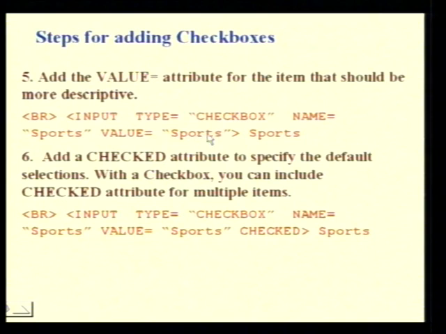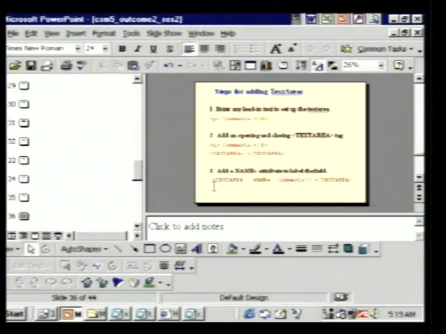So you specify some value, which is quite similar to the descriptive text. Then add a checked attribute to specify the default selections. Now unlike the radio button, you can have a number of checked attributes within the checkboxes. Within the radio button you could specify the checked attribute only once, while with the checkbox you can specify the checked attribute a number of times. So you specify the checked attribute as many times as you want within the checkboxes. I will show you the code for this.